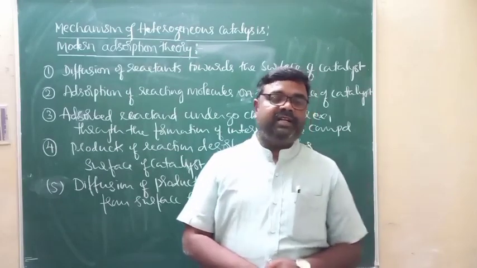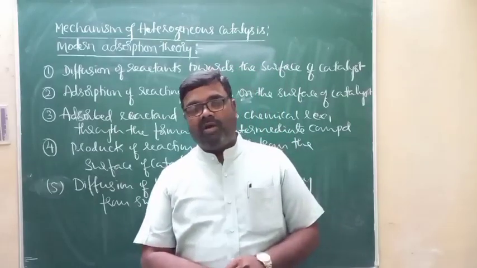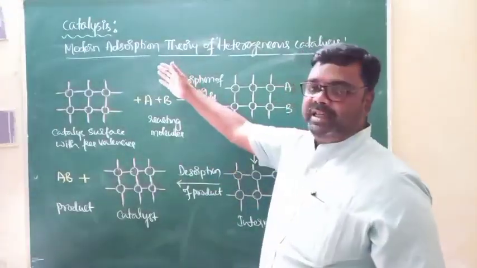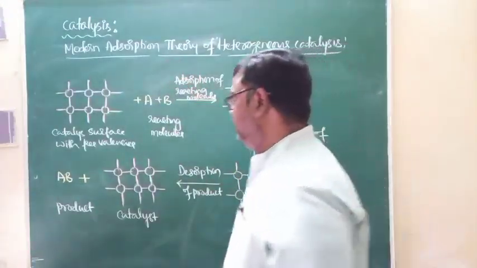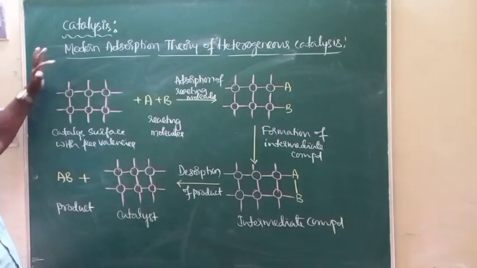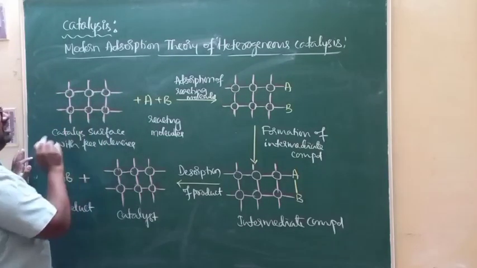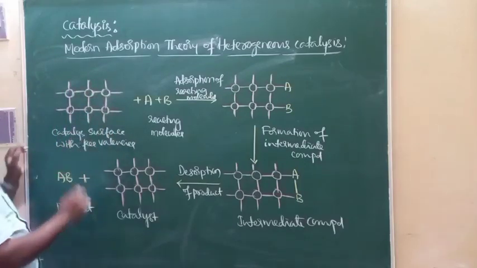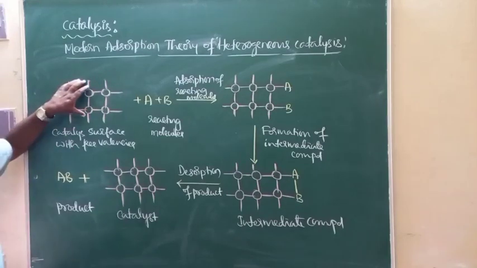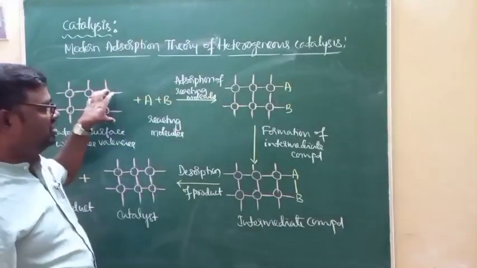We'll see the schematic diagram involved in the mechanism of heterogeneous catalysis according to modern adsorption theory. This is a schematic diagram that I can use to explain the modern adsorption theory of heterogeneous catalysis. This is a catalyst. These are the particles of catalyst. The surface of catalyst is characterized by unsatisfied valencies, or you can say free valencies. When this catalyst comes in contact with reacting molecules, these reacting molecules will be adsorbed over the surface of catalyst.